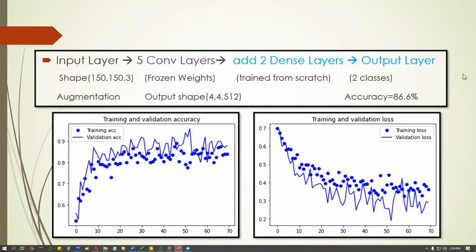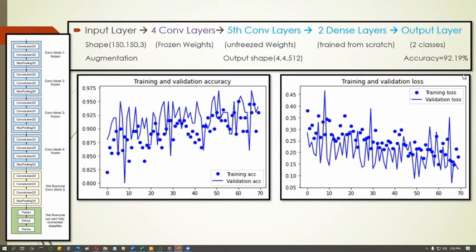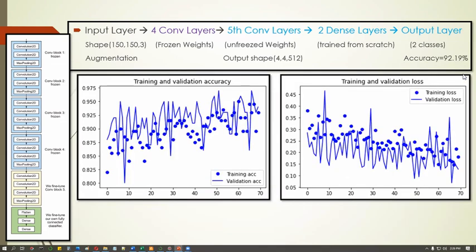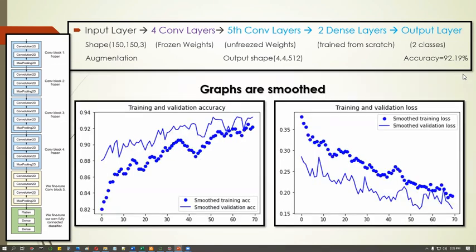This is the graph with second fine tuning. And this is the graph with third fine tuning. So you can also show the graphs for loss and accuracy as well. And this is the last fine tuning, which has been smoothed. These graphs have been smoothed to show the results in such a way.